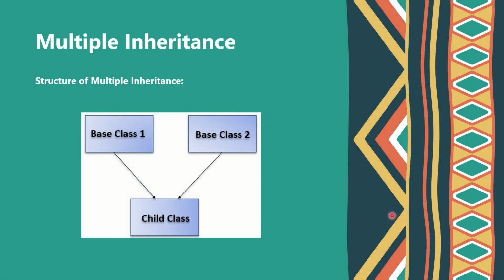Now, I'll be taking multiple inheritance. Well, in multiple inheritance, there'll be more than one base class and there'll be only one child class. So, simply saying, for multiple inheritance, here I represent base class 1 and base class 2, and the child class has been derived from these two base classes. It can be any number of base classes, but you'll have only one derived child class. Okay, so this is known as multiple inheritance.